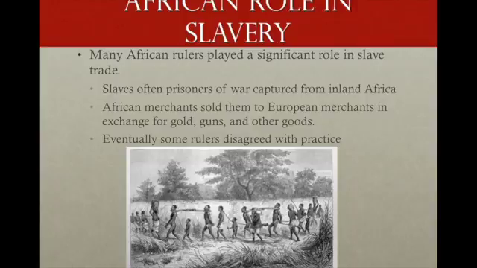But if you take a look at this image down here, you can see that the slaves are being transported from the interior to the exterior. This would be an African that had gotten a gun from a European and is doing his trade.